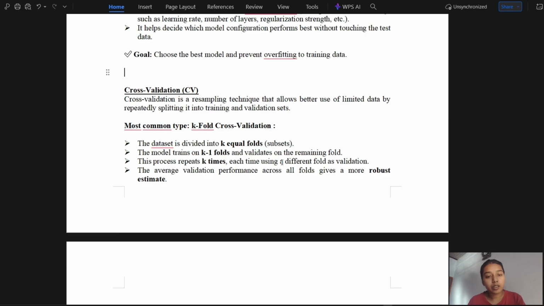The data set is divided into k equal folds, that is, subsets. The model trains on k-1 folds and validates on the remaining fold. This process repeats k times, each time using a different fold as validation. The average validation performance across all folds gives a more robust estimate.